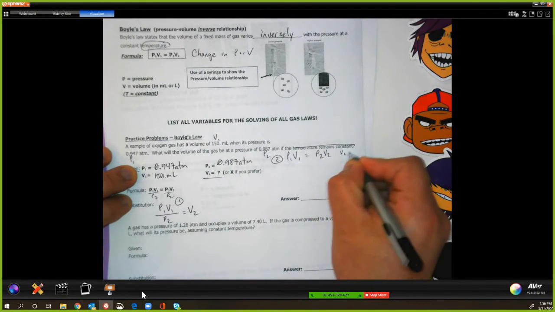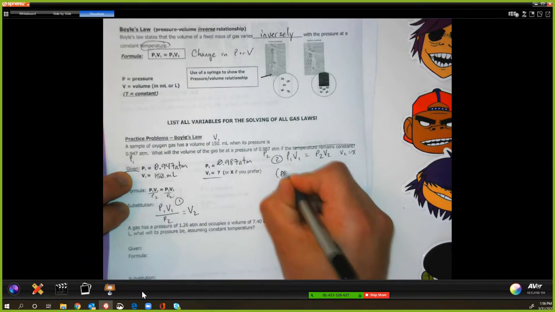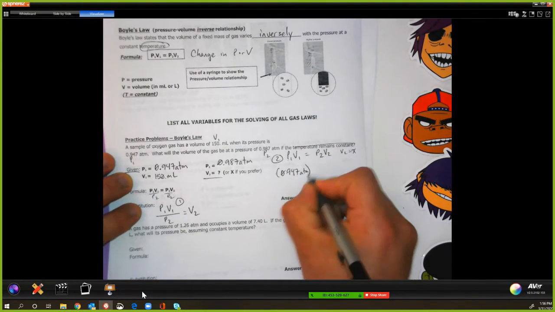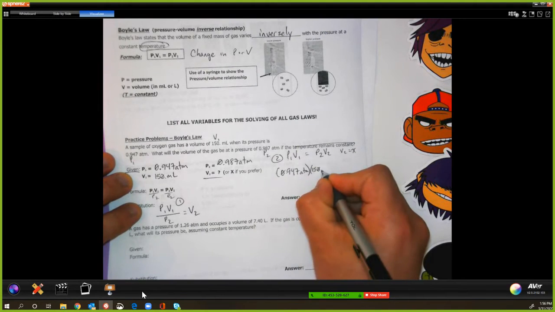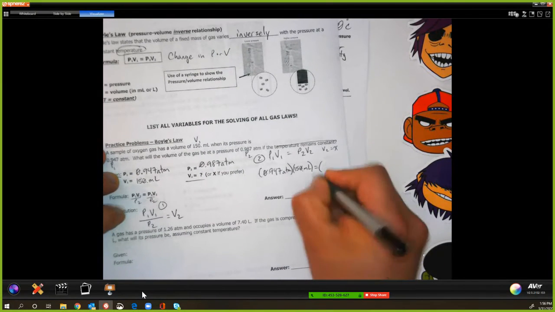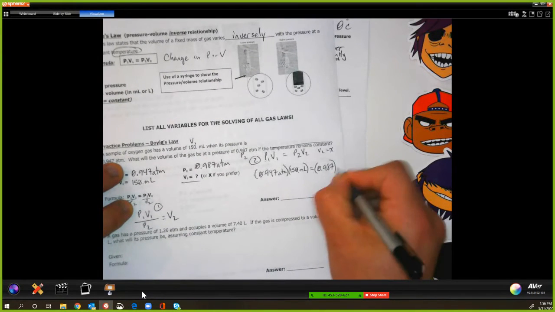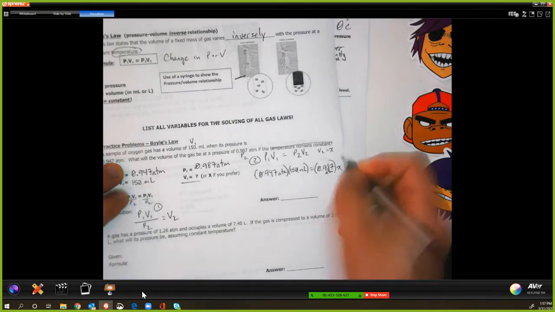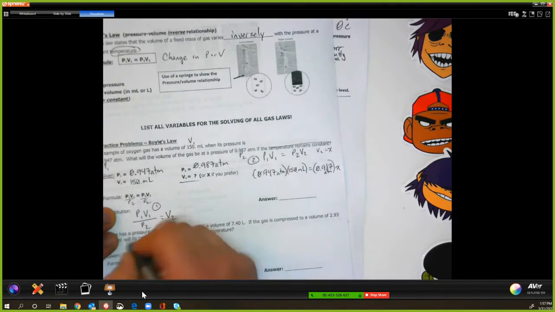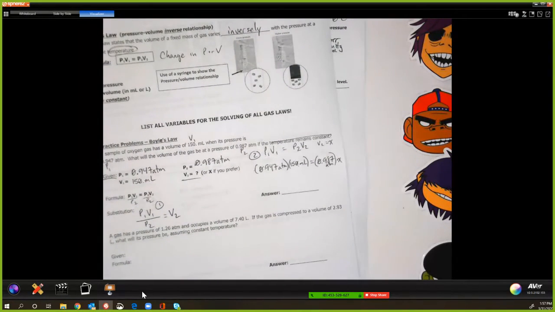So V2 is equal to X. I just write in my numbers. P1 is 0.947. That's atmospheres. And then V1 was 150 mLs. And P2 was 0.987. And then run out of room, that was atmospheres. And we're going to make this X. So if I do it this way, that's just the setup. And then basically you're going to multiply those. I'll just go ahead and do it real quick.